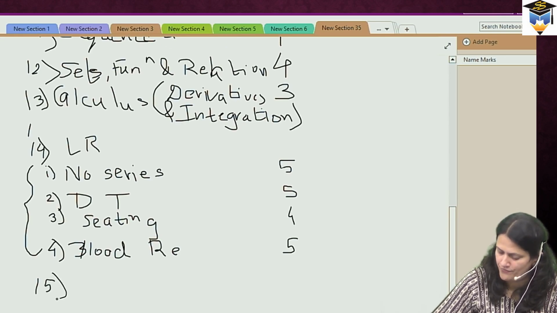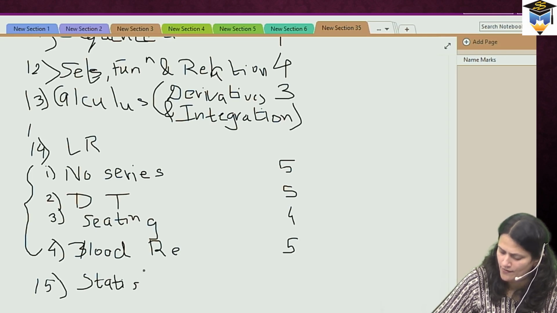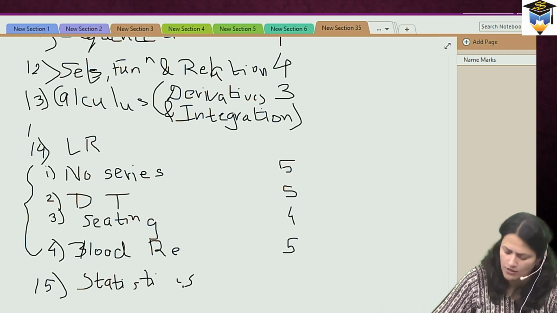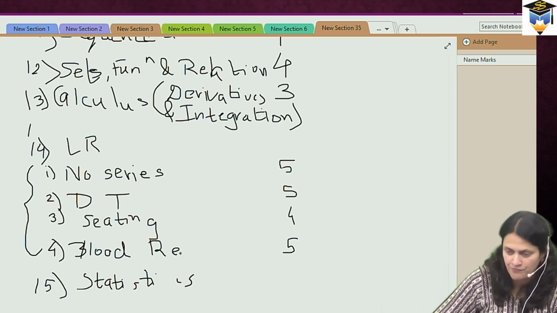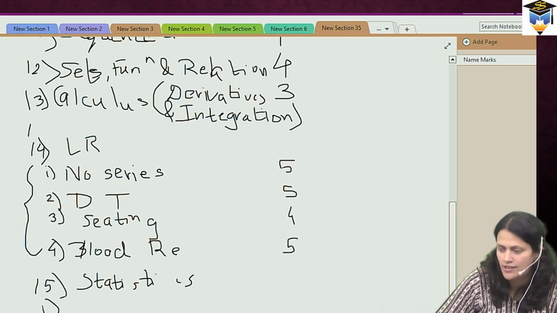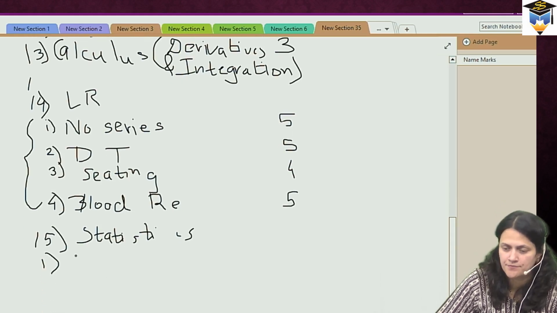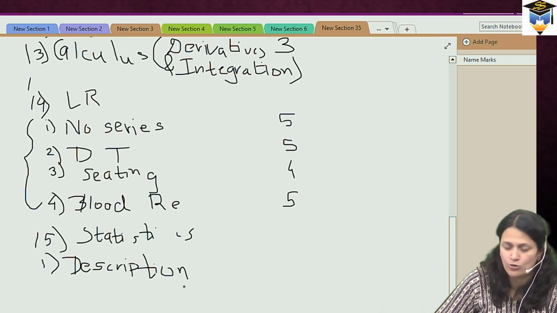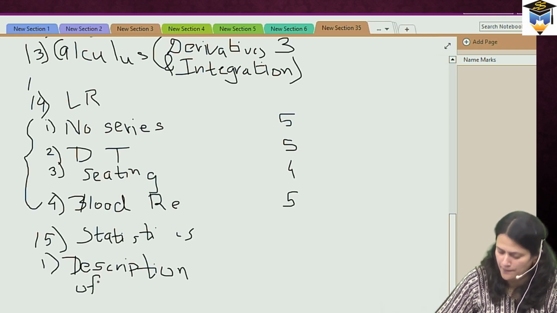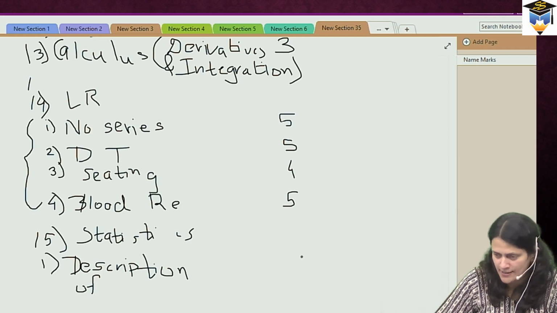Next. Now, we are going to start with statistics from here. Under statistics, there are 3 chapters. First is description of data. It is very easy, so don't worry. All these marks you can get very easily. Description of data is for 6 marks.